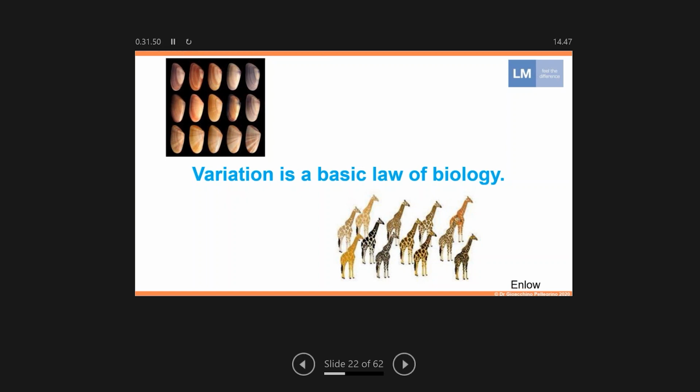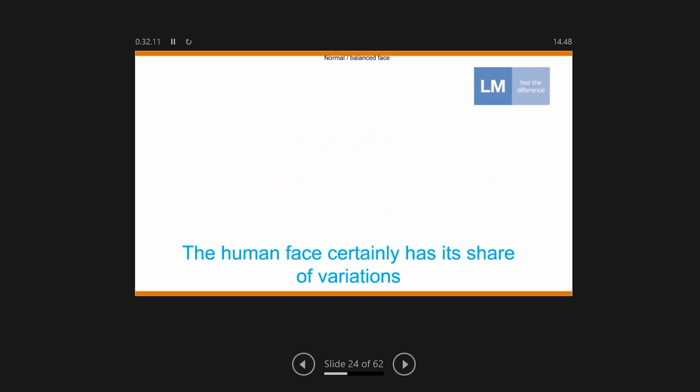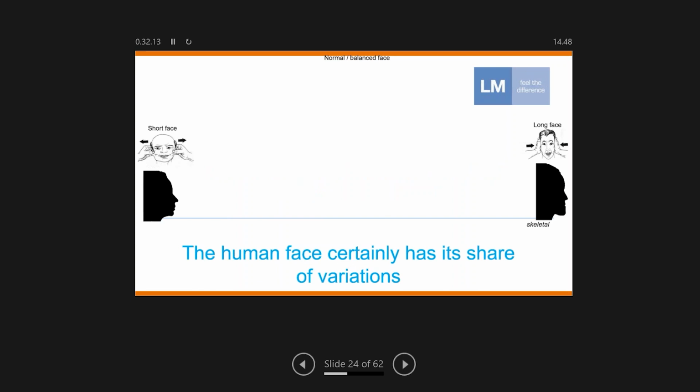Variation is a basic law of biology, and we can find this concept in the face, so that we can find a very large range of different structures of faces. And we have two different extremes, the long face and the short face.